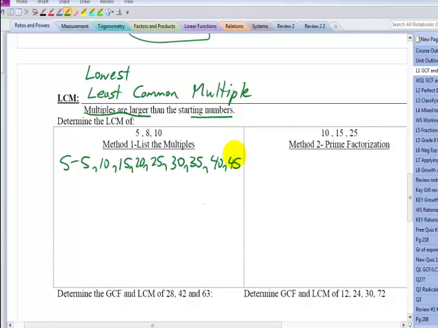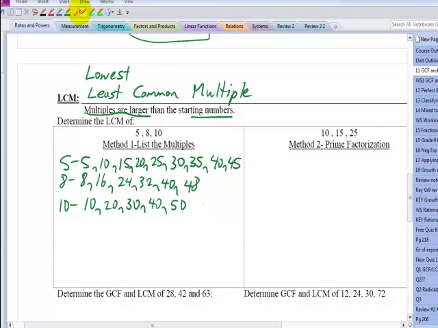Multiples of 8. 8, 16, 24, next, next. Okay. That's good enough, I think. Multiples of 10. 10, next, next, next. Okay. So we did quite a few. Do you guys see the lowest common multiple? 40. Okay. Do you think this method is that fast and easy?